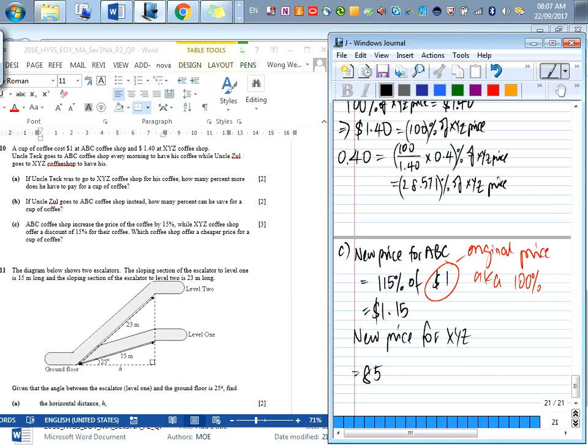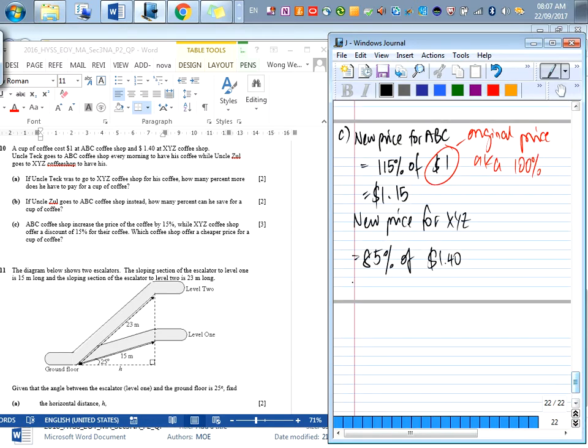But 85% of what? Of the original price, which was $1.40. And how much do we get? So 0.85 times 1.4, you get $1.19. Okay? This was the original XYZ price, also known as 100%. So you see, in both cases, they have different values for 100%. We are comparing with different values.